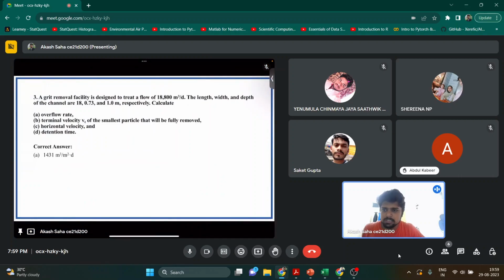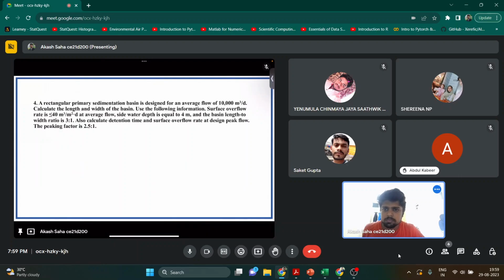So these were the answers. Now the last subjective question: the design of the primary sedimentation basin. A rectangular primary sedimentation basin is designed for an average flow of 10,000 meter cube per day. So Q is 10,000 meter cube per day. Calculate the length and width of the basin. For this, use the following information.